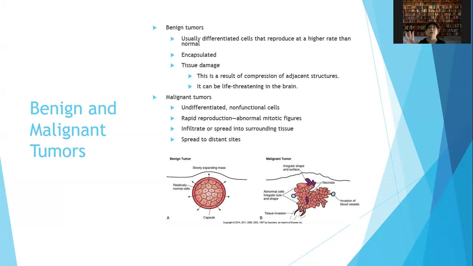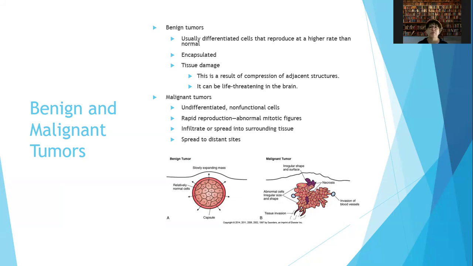Malignant tumors, on the other hand, are often dysplastic or anaplastic, so undifferentiated, non-functional cells. They reproduce rapidly and have abnormal mitotic figures, so they're the weird ones. They're the ones you look at under the microscope and you say, "Whoa, what is that? That's not right." And they infiltrate or spread into the surrounding tissue, and they often spread to distant sites, and that's called metastasis when they do that.